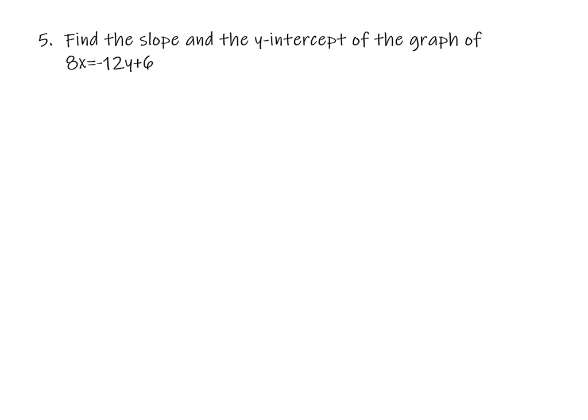For question number 5, it asks us to find the slope and the y-intercept of the graph of the line 8x is equal to negative 12y plus 6. Now we know how to write an equation in slope-intercept form. The problem is that this question is not written in that format. So we want to isolate the y and move it over to the one side and then put all the other terms on the other side. That way we can take out the information that we need.